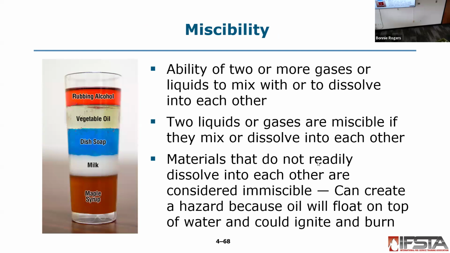Miscibility. Miscibility is two or more gases or two or more liquids mixing or dissolving into each other. So our oil and rubbing alcohol, are those miscible? Materials that don't readily dissolve into each other are immiscible.